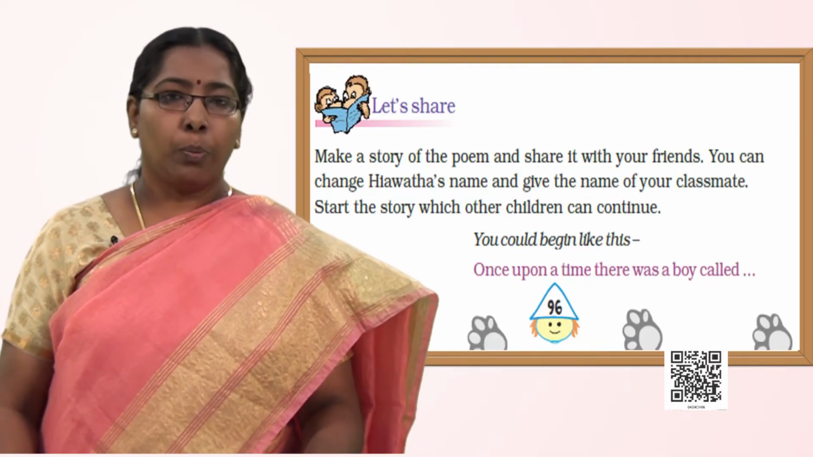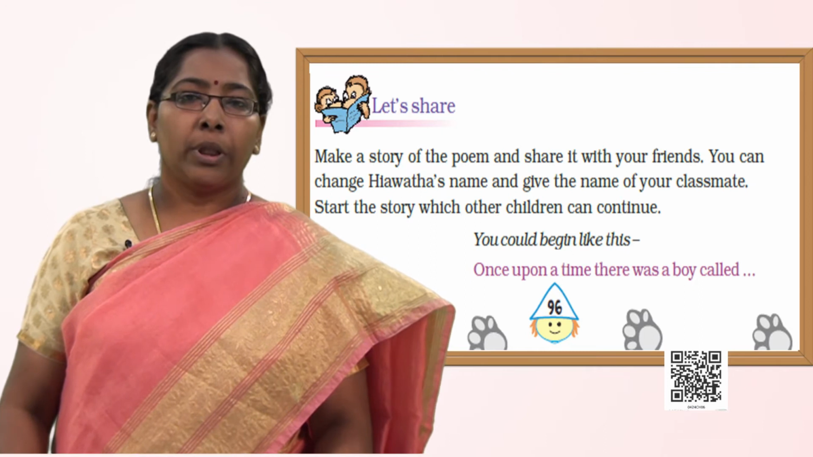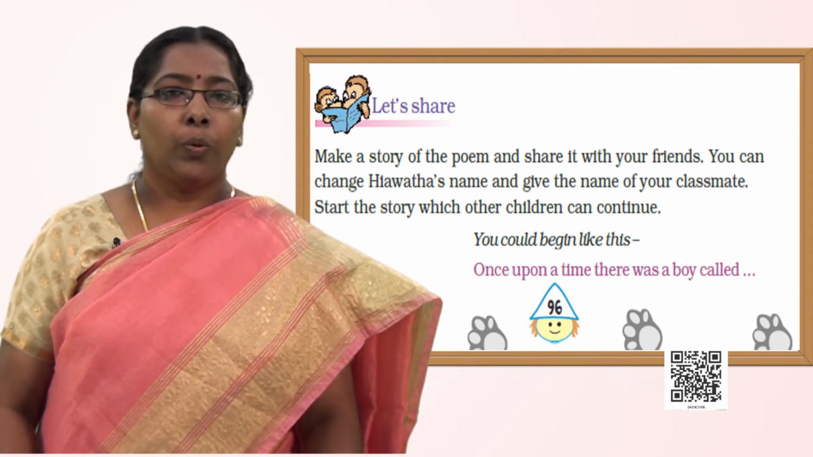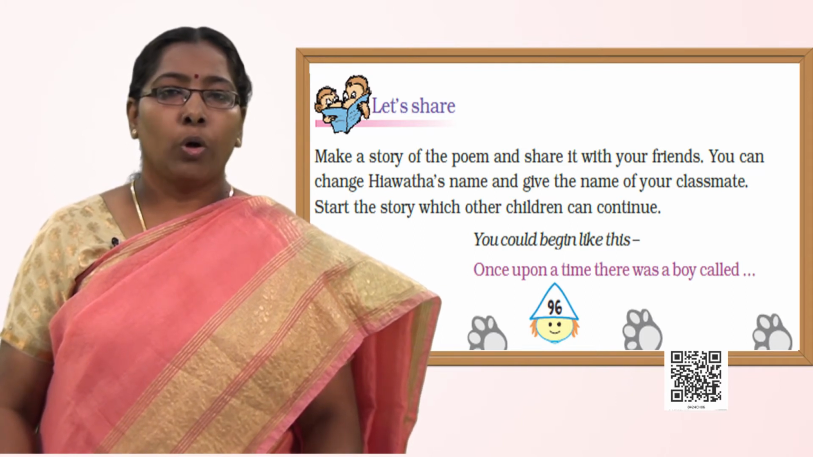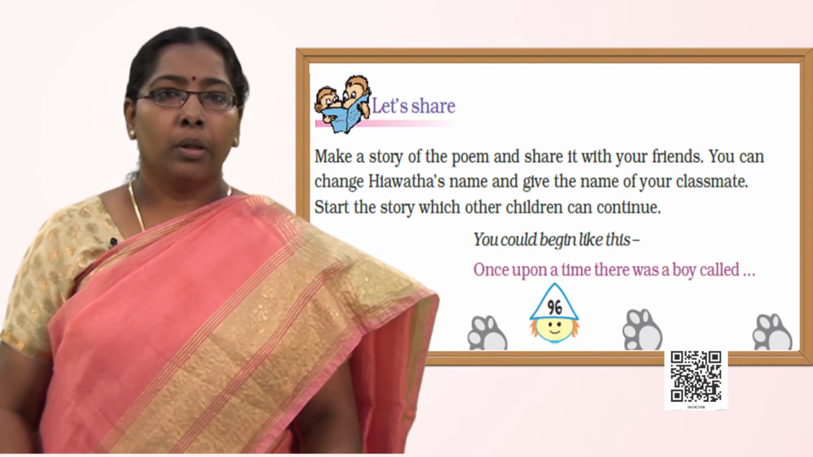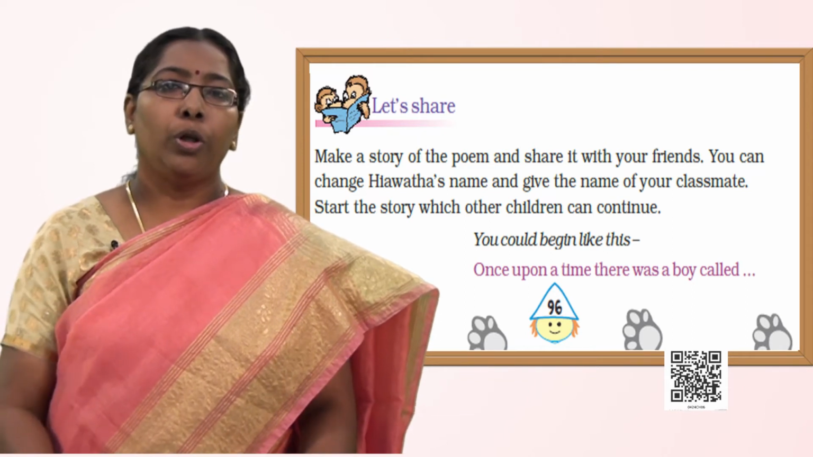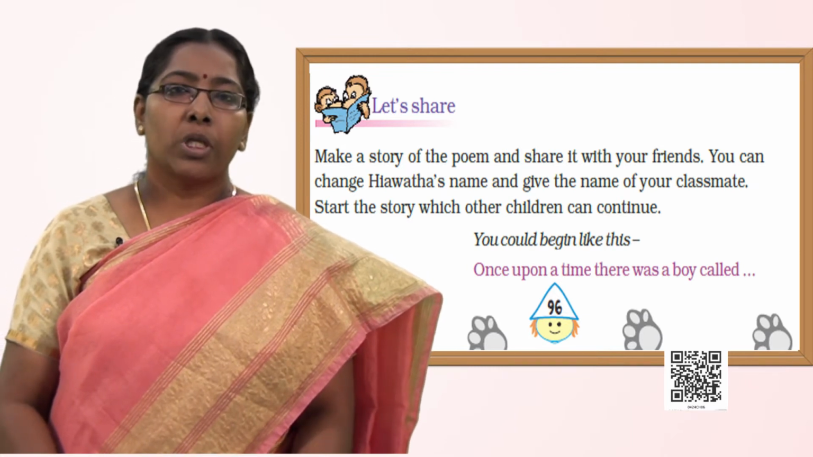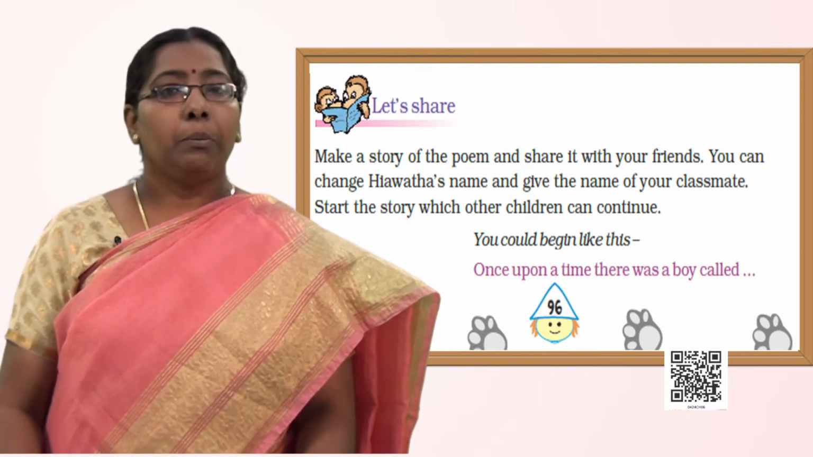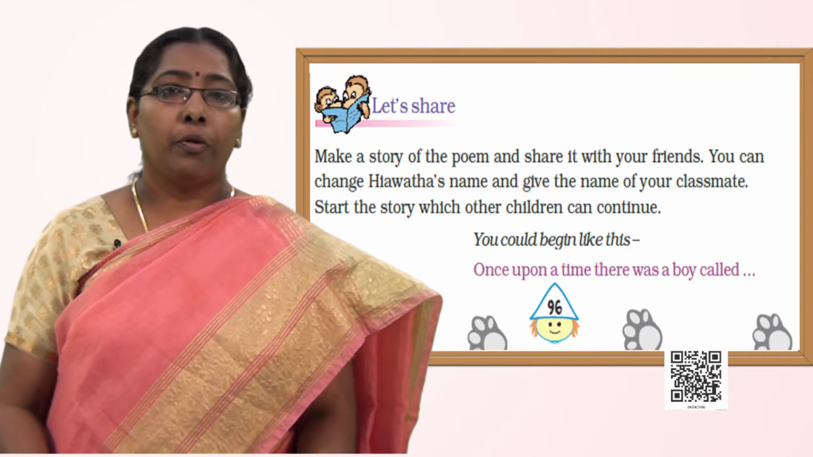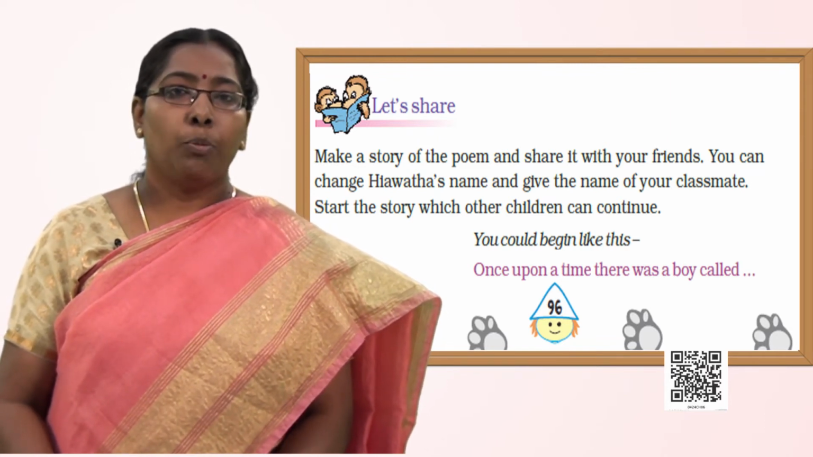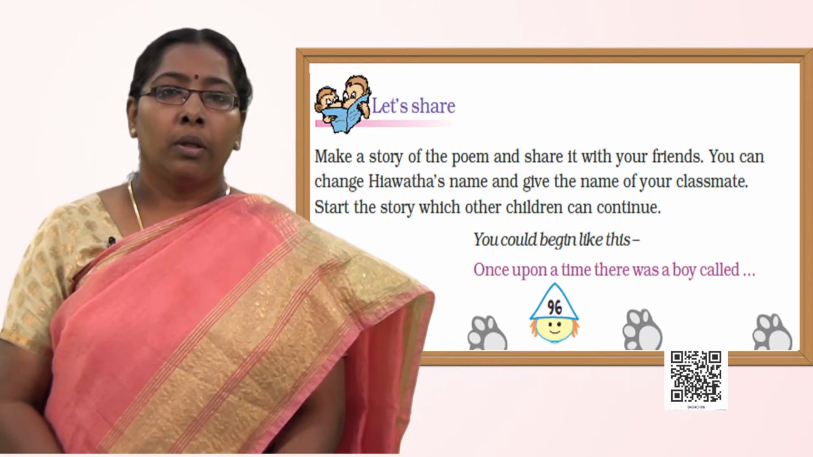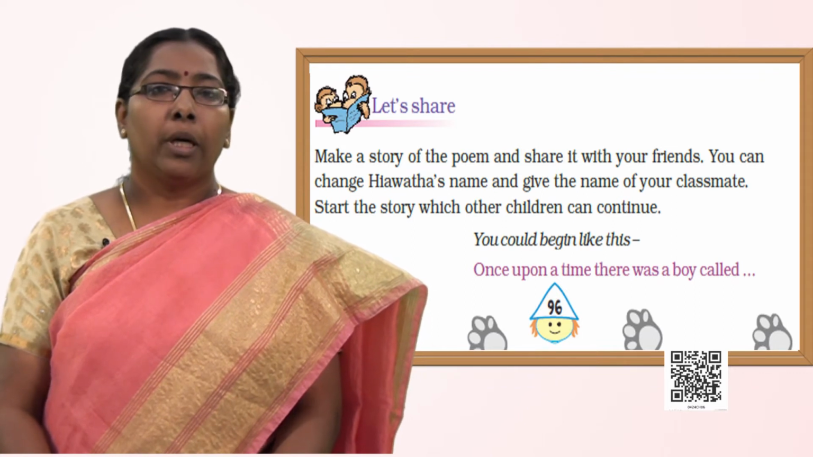You have to write a poem and share that activity with your friends. Now, you will learn the poem. You have seen what Hiawatha was doing. You can write a story on your own and give them a name. The story should start like, once upon a time there was a boy called. You can give your favorite name, your friend's name or anybody's name, and write a story. So this will be a home task.